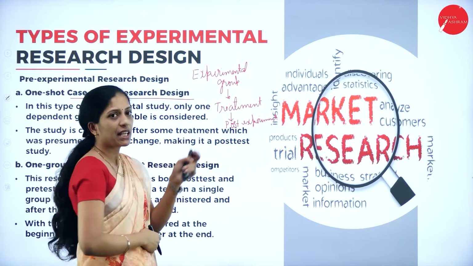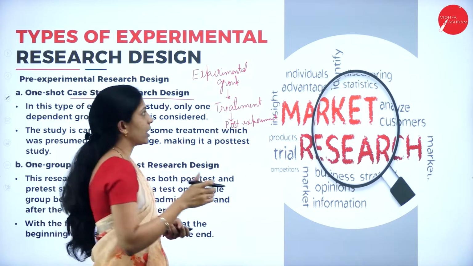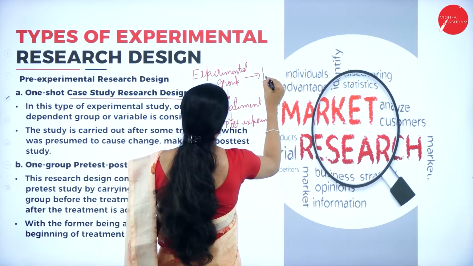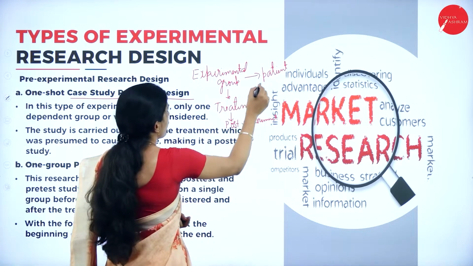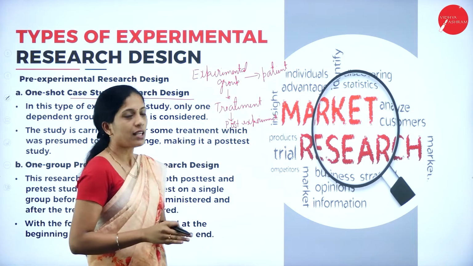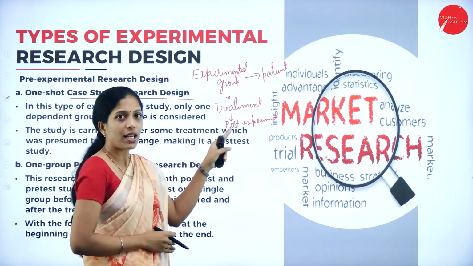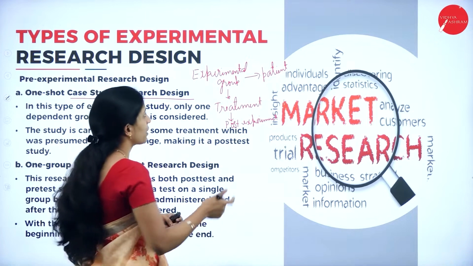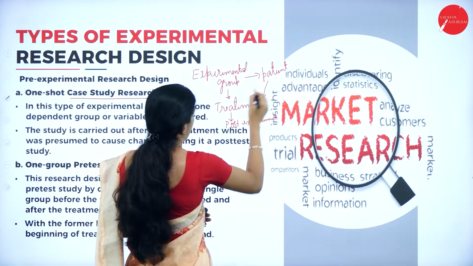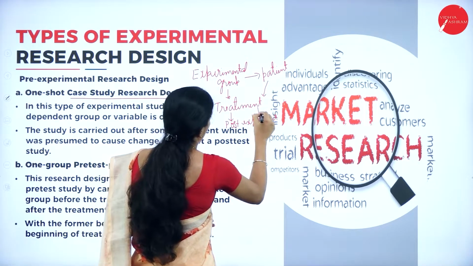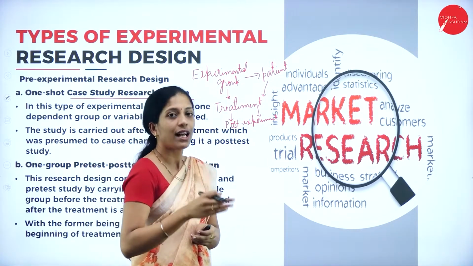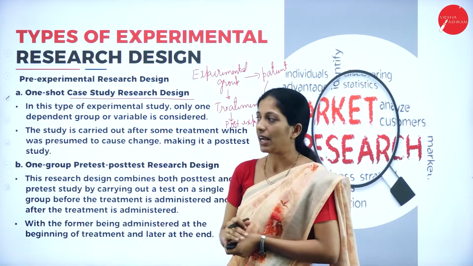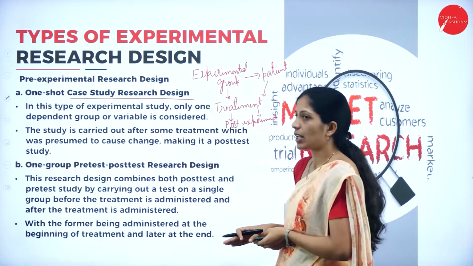Now, experimental group means what? It is a patient. So experimental group is the patient. So here the patient is being selected, and he is having a pain. Now treatment is what? That is giving the painkiller. So we treat the patient with the painkiller. Next we are going to check what is the reaction on that patient. So that is known as what? Post experiment.